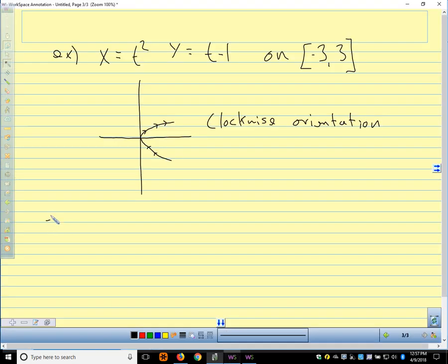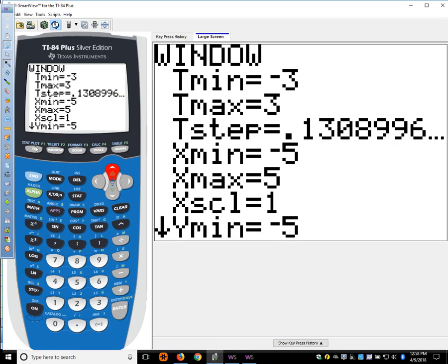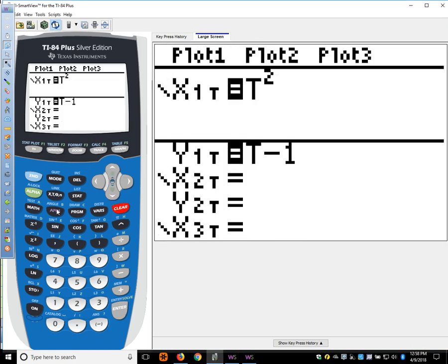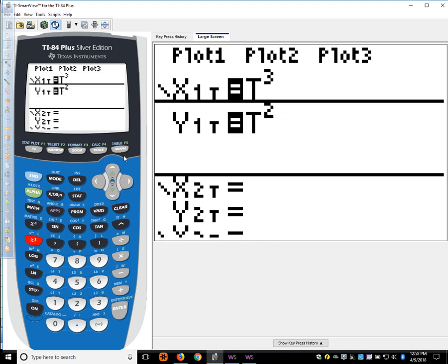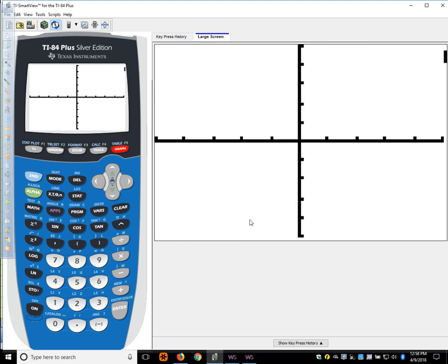All right, let's look at another one. This one we're going to say x equals t cubed and y equals t squared. So this one, a little different. Let's take a look at what that one looks like. I'm going to go into my y equals, clear, t cubed, and y equals t squared. And notice it graphed this side first and that side second.